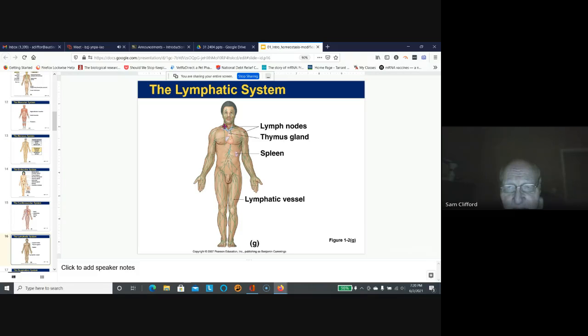The lymphatic system filters lymph from the tissue spaces back into the blood. It also allows for the immune response, which is very important in producing, for instance, antibodies. I hope everybody's vaccinated against COVID.